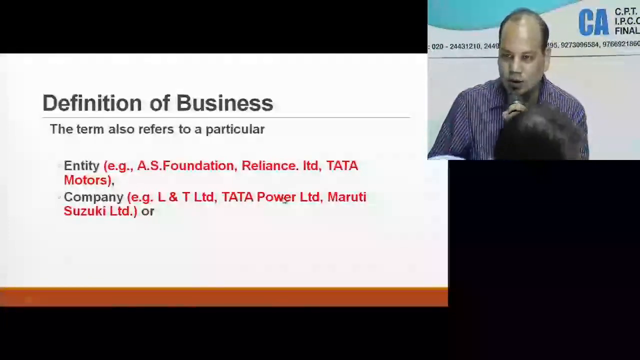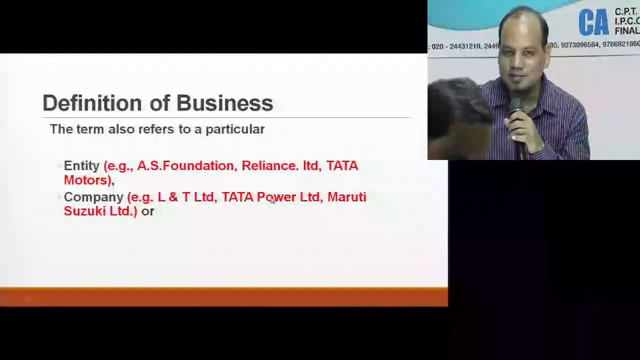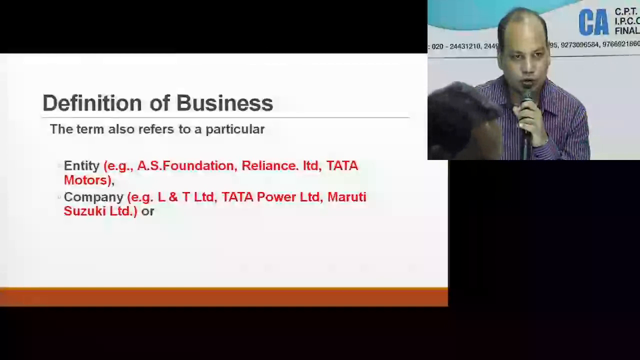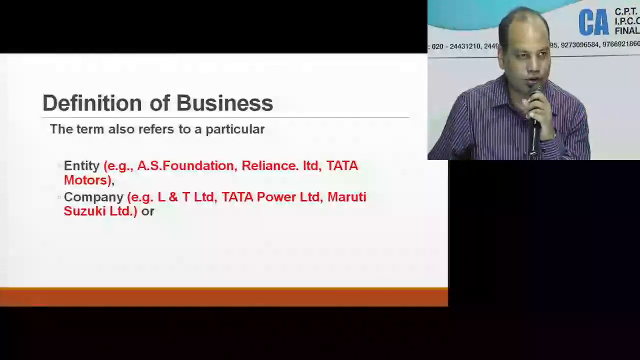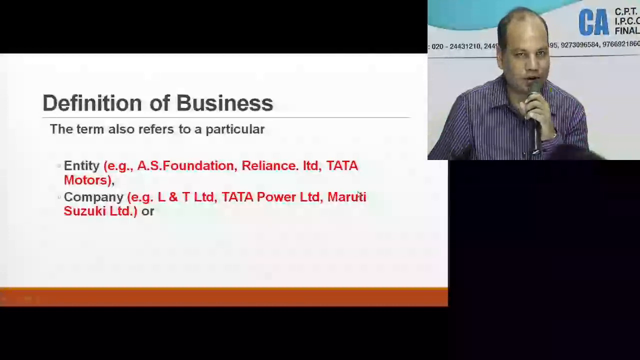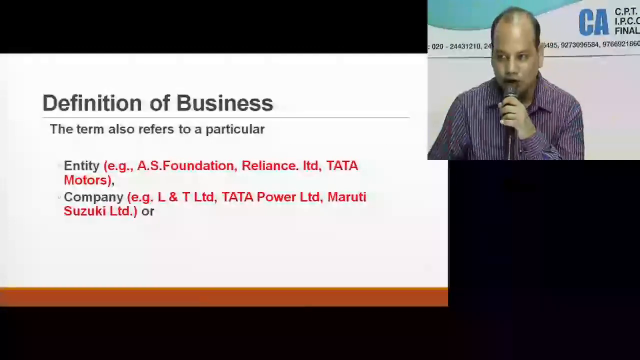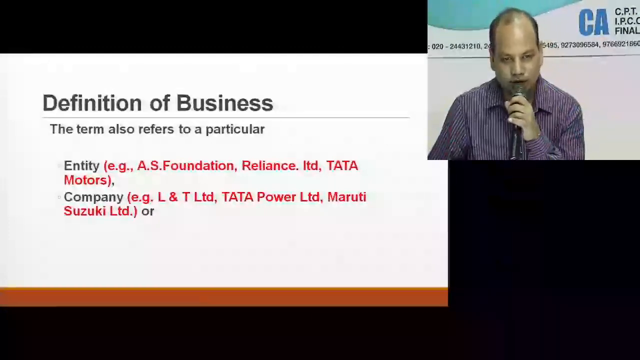So they construct big bridges, dams, okay, housing complexes. Then Tata Power Limited is a company. What does Tata Power Limited do? Distribution of power. Okay. And Maruti Suzuki Limited. What does Maruti Suzuki Limited do? Manufacturing and selling of cars.